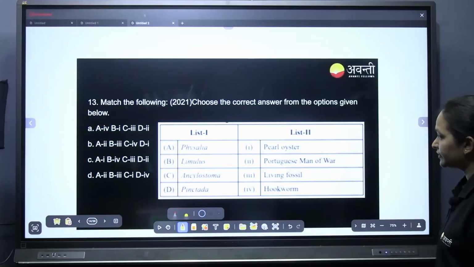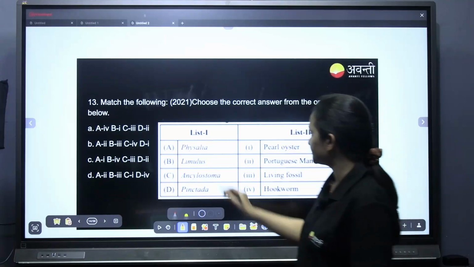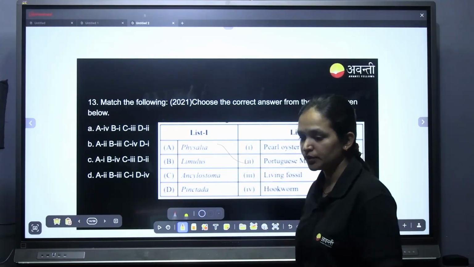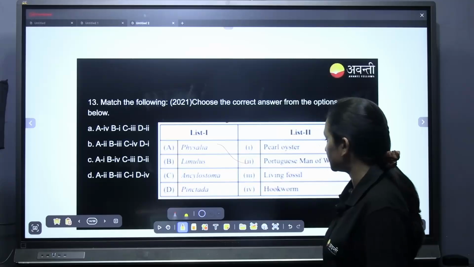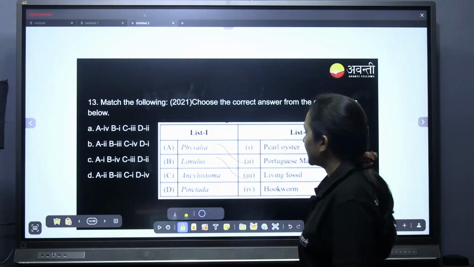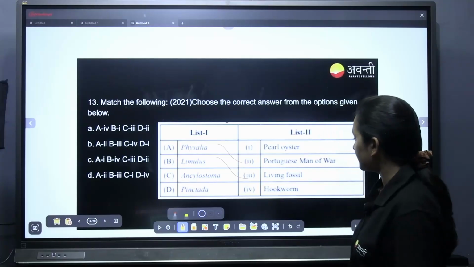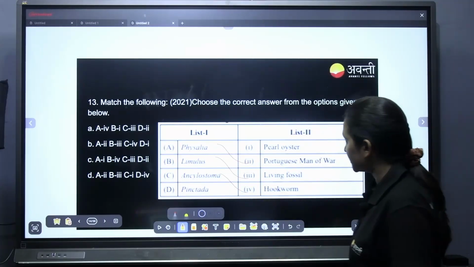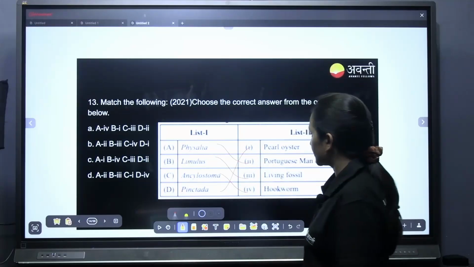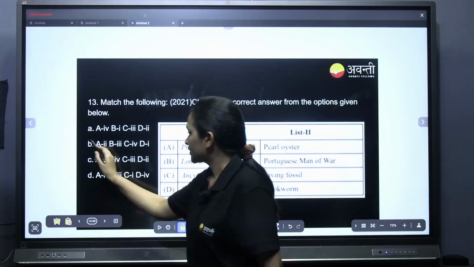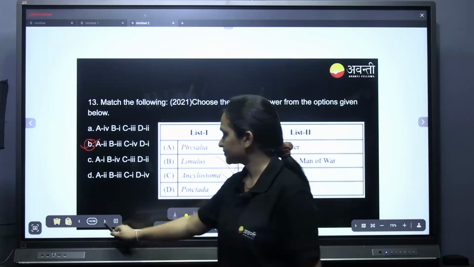This also match the following. Physalia, that is a Portuguese man of war, as I told you, it is a very important previous year question. Limulus is a living fossil, that is called king crab, and Ancylostoma is a hookworm, this is an aschelminth, and Pinctada is a pearl oyster. So, A2, B3, C4. B for Bombay as a right answer.